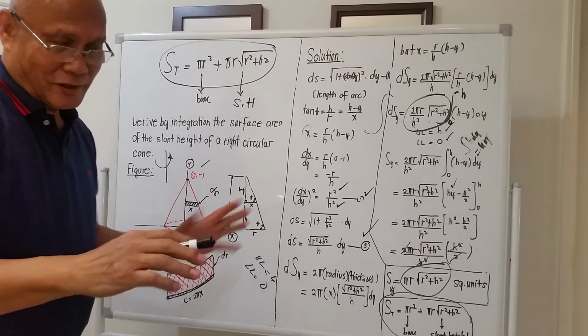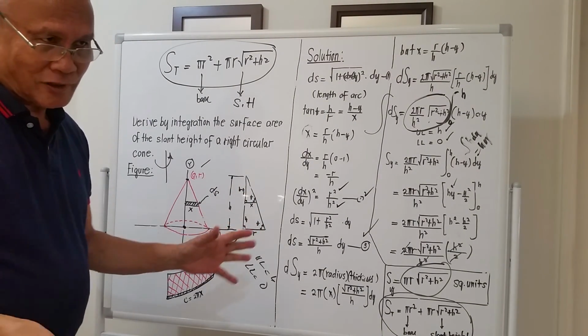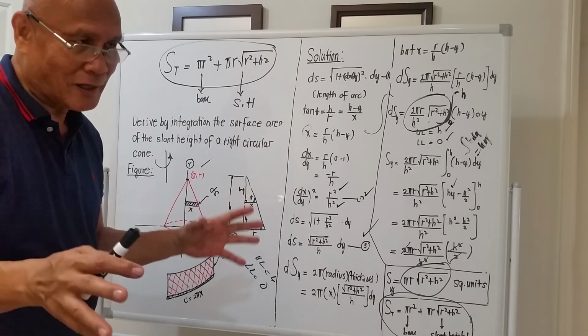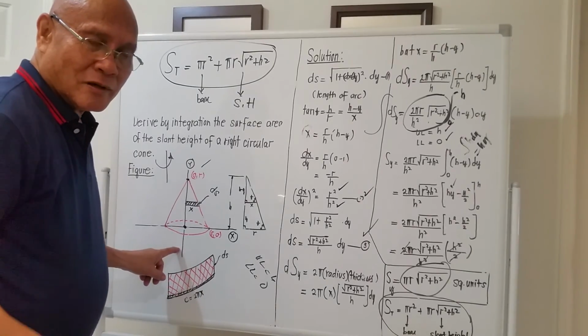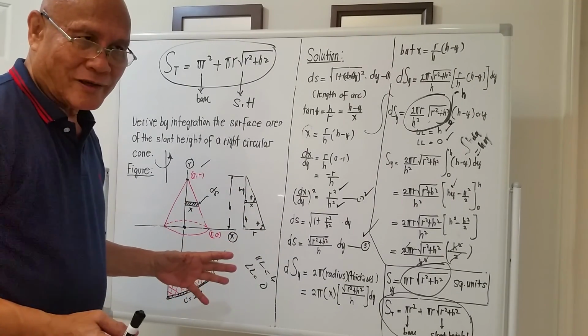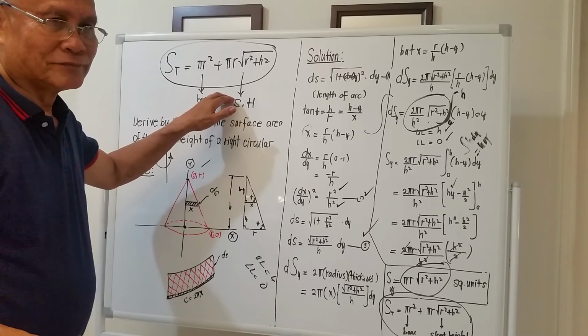Because if you are the project engineer and your boss is asking for the total surface area of a metal thing needed in the construction of the right circular cone, which is a container maybe, okay, you use this formula.